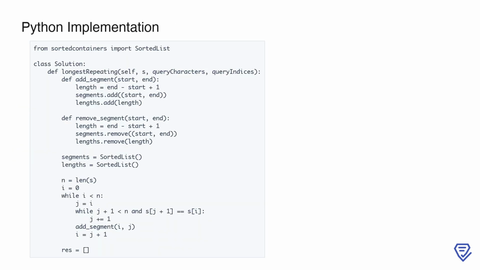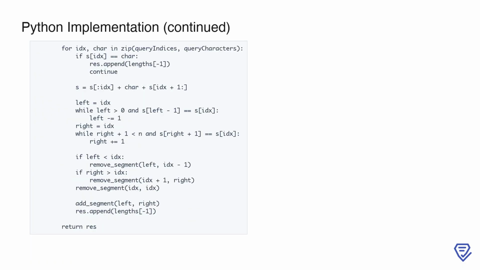Here, we begin by importing the SortedList class from the sortedcontainers module, which will be used to maintain the segments and their lengths in sorted order. Next, we define a class Solution with the method longestRepeating. This method takes three parameters: the string s, a list of query characters, and their corresponding query indices. Inside this method, we define two helper functions, add_segment and remove_segment. These functions handle the addition and removal of segments, updating both the segments list, which stores ranges of consecutive repeating characters, and the lengths list, which keeps track of their lengths. For example, adding a segment involves calculating its length and inserting it into both lists.